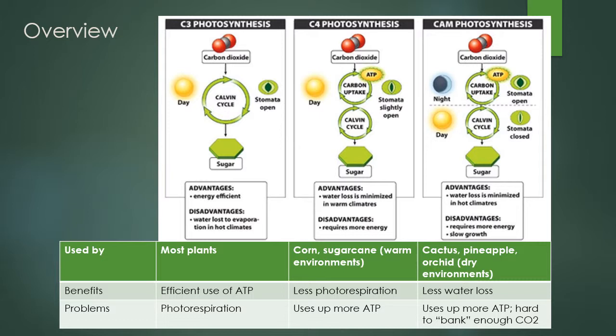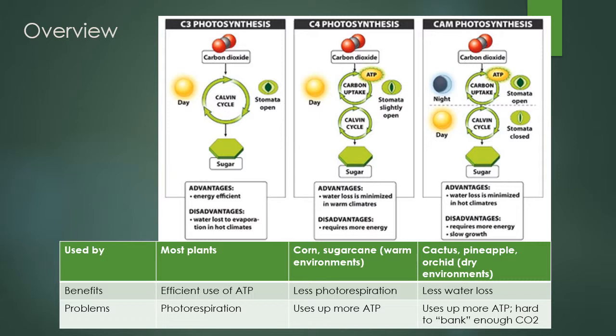But most plants in most environments that aren't too dry, they can deal with that loss of carbon dioxide, they can deal with the loss of water during the daytime, and so they make that process work because it is the most efficient use of energy. Now, C4 photosynthesis happens in corn and sugarcane, things that live in really warm environments. The benefit is that there's less photorespiration or less loss of carbon dioxide and water when those pores open.